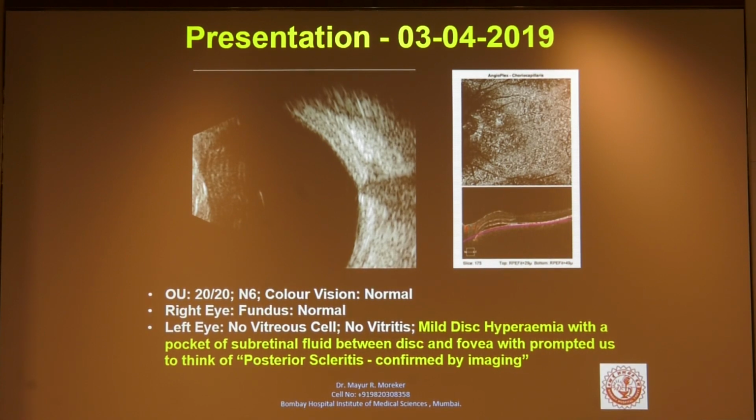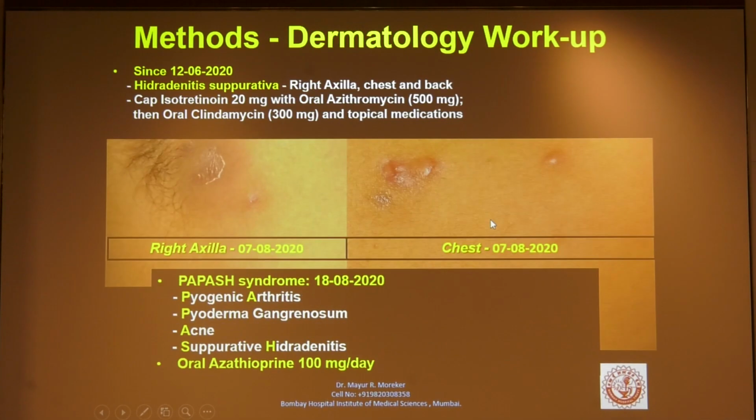The B scan shows the typical T sign of posterior scleritis, and on the OCT you can also see the little retinal elevation that's there because of the pocket of fluid.